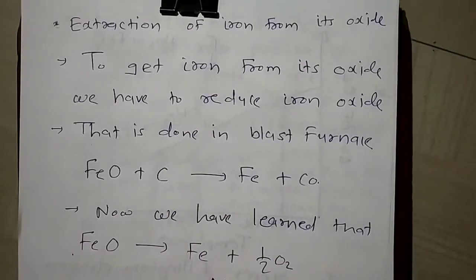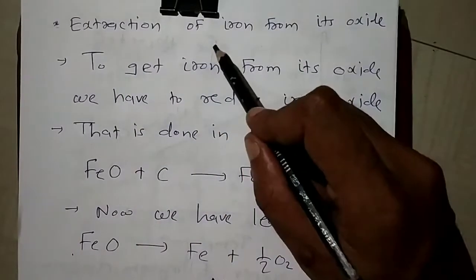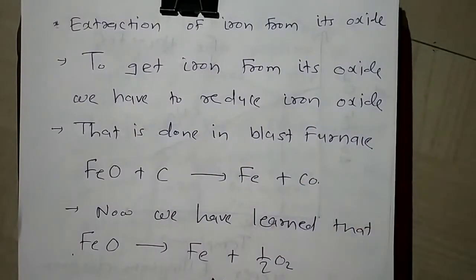Today we are going to learn extraction of iron from its oxide, meaning iron oxide. Now iron oxide can be FeO or Fe2O3 or Fe3O4. Three types of iron oxide can be there in ore: FeO, Fe2O3 and Fe3O4. Now how to get pure iron from that oxide, that we are going to learn today.